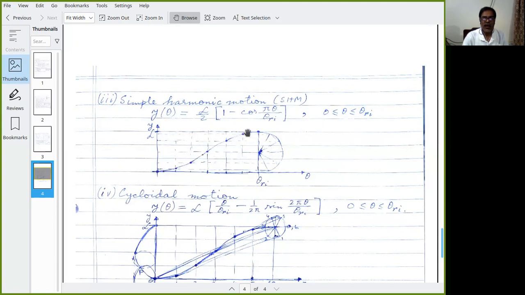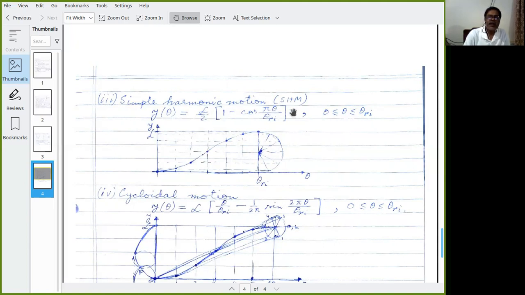And then it goes on increasing continuously till theta equal to theta rise. So that is cos pi, which is minus 1. So 1 minus minus 1, that is 2. That is why here you have L by 2. So the total lift is here. So at the end, at theta equal to theta rise, the rise y is equal to L. And you have a similar relation.